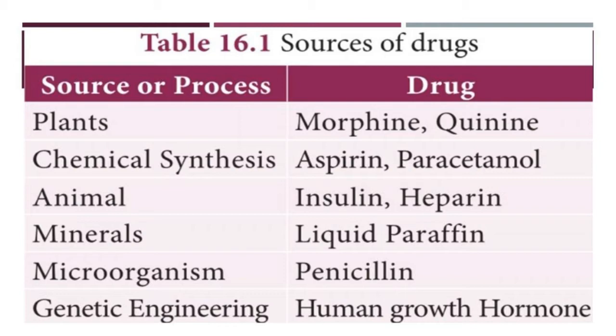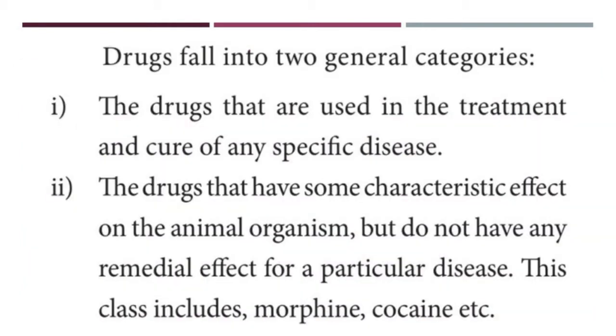Let's see the types of drugs. Drugs fall into two general categories. The drugs that are used in the treatment and cure of any specific disease. The drugs that have some characteristic effect on the animal organism but do not have any remedial effect for a particular disease. This class includes morphine, cocaine, etc.